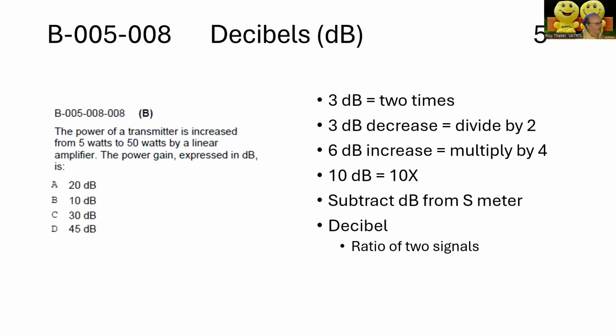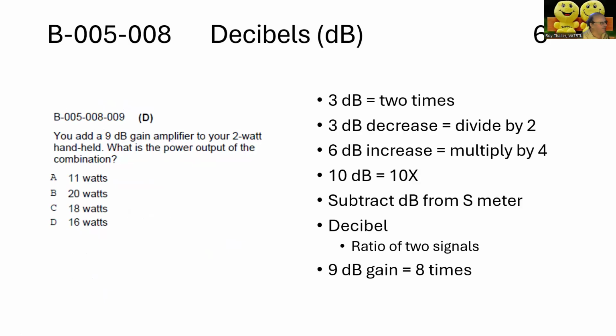A power of a transmitter is increased from 5 watts to 50 watts by a linear amplifier. What is the power gain expressed in dB? So 5 watts to 50 watts is 10 times. So 10 times is 10 dB. So the correct answer is B, 10 dB.